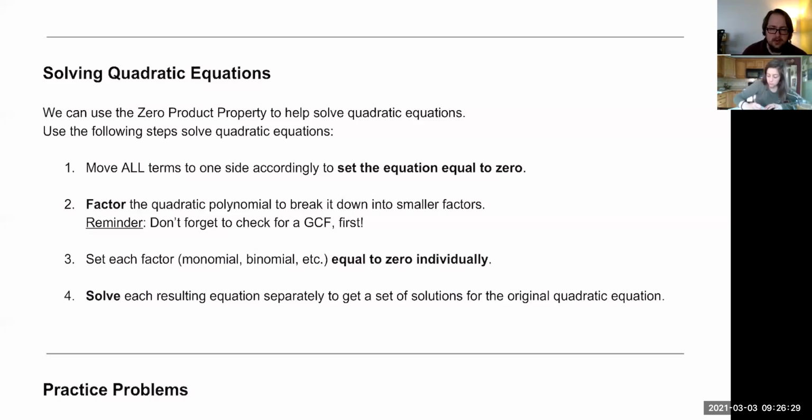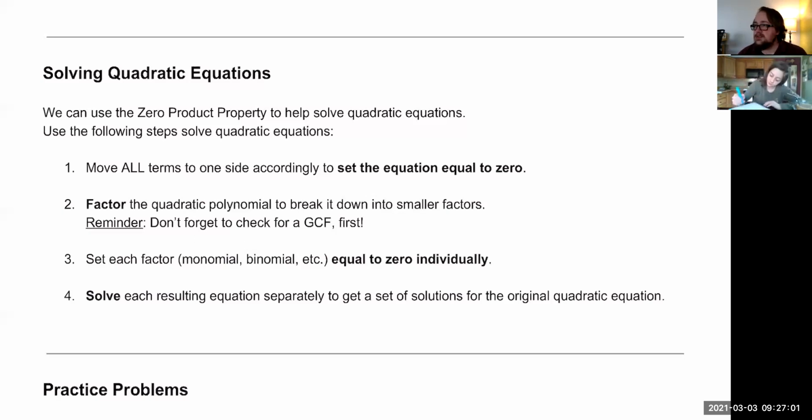So the first thing we're going to want to do, well, first off, make sure it is a quadratic equation. An equation, of course, will have the equal sign. Quadratic, we've talked about for a couple days now, means that the highest exponent on any of the variables is a 2. And if that all is true, then what you're going to do is follow these steps. First off, move all the terms to one side accordingly to set the equation equal to 0.